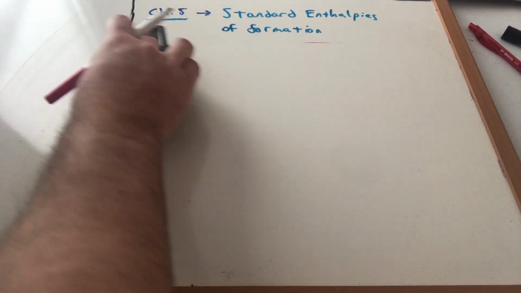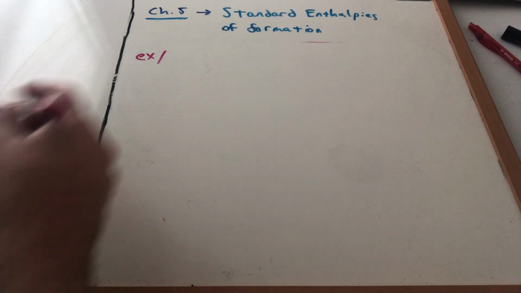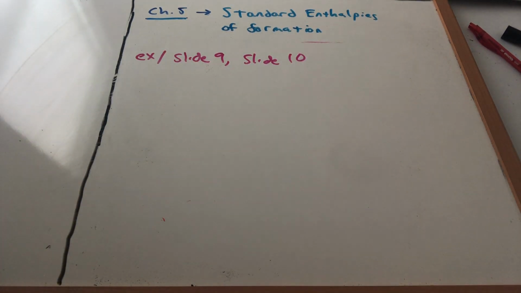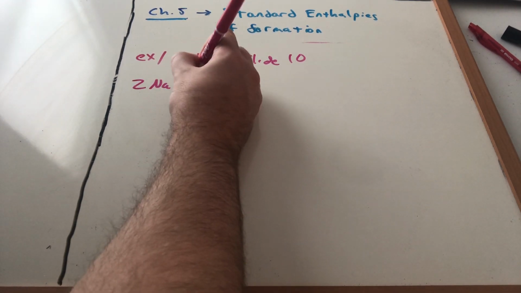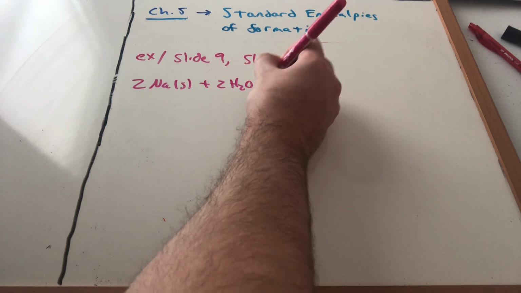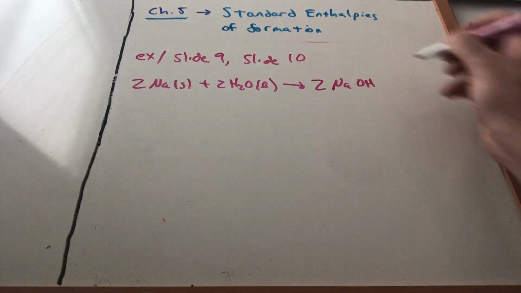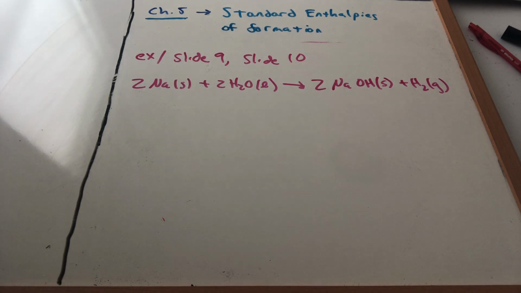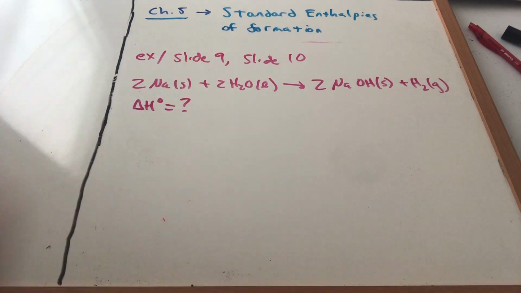So if you look at your slideshow, what you'll see is a lot of information that I went over on slide 9. So this is in chapter 5, so your chapter 5 PowerPoint. And then on slide 10, we introduce a reaction to analyze. And you're to analyze 2Na solid plus 2 H2O liquid, giving 2 NaOH solid plus H2 gas. Okay. And we don't know the delta H naught. And so we are asked to calculate it.